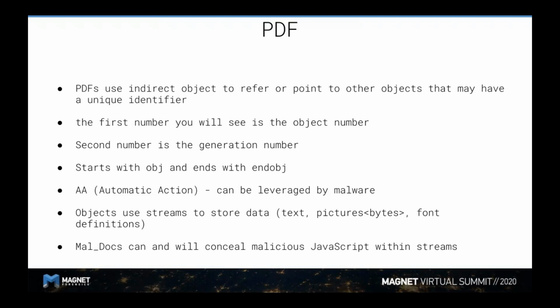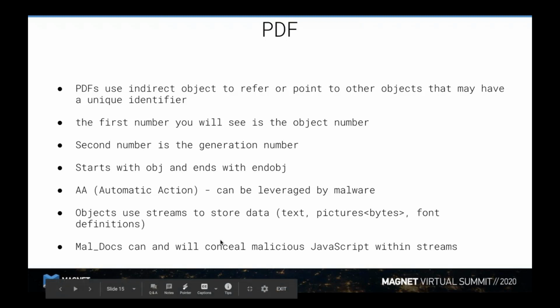So I started to touch on this, but PDFs use indirect objects to refer to other objects within the PDF. If you're really new to it and you've never done it, it can seem a little circuitous how one object will point to another object that might point back to an object before it, and it can be kind of fun actually to manually traverse through these different objects to get to the data that you're looking for. The first number that you're going to see is the object number, and the second number is a generation number, which will reference an object. But the big thing that we're looking for is the AA, or automatic action, where the malware authors like to leverage that functionality within the PDF, which will automatically deploy their payload as soon as the victim interacts or clicks on the PDF.